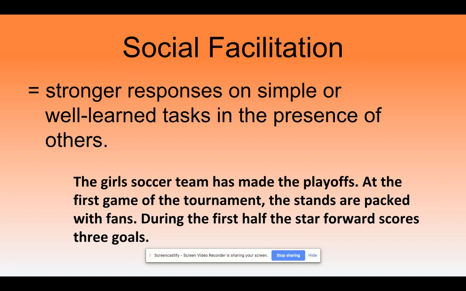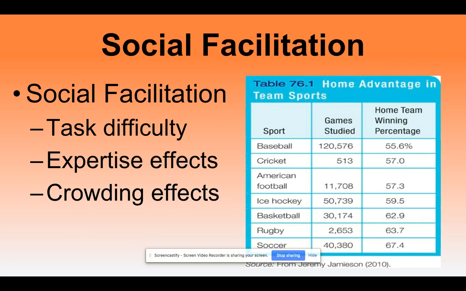You might practice your presentation over and over again in the mirror, for example. But then when you give it to many people sitting in an audience, you then do that much better. When there are others around, you are more likely to do better when you have well-learned or simple tasks. Some things that contribute to social facilitation are how difficult the task is, what kind of expertise the people have, and what is going on with the crowd.